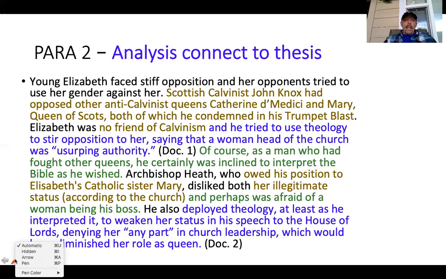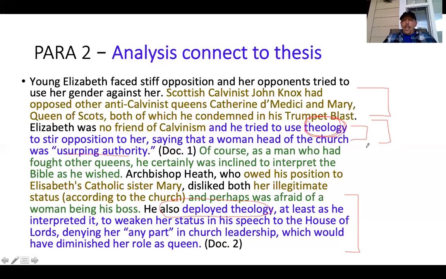And last, we want to bring in analysis. We want to make sure we're doing some good analysis here. And so in both of these, they're connecting theology to the role of a woman as head of the church. And that's why they belong in the same paragraph. That's what Knox says. He calls it usurping authority, quoting scripture, perhaps misquoting scripture, but that's his business. But the point is, he's trying to bring in the authority of religion, connecting with the fact that she's a woman to win his argument. And see, here we go. Also, Archbishop Heath does the same thing. Here's my analysis. So now I have done outside info, I've done analysis, and I've done sourcing.